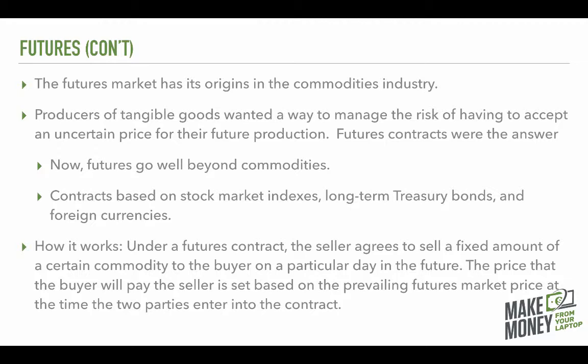So how it works basically is, under a futures contract, a seller agrees to sell a fixed amount of a certain asset to a buyer for delivery on a particular day in the future. And the price that the buyer is going to pay the seller is set at the prevailing market price at the time that they enter that contract. So that's how it works.